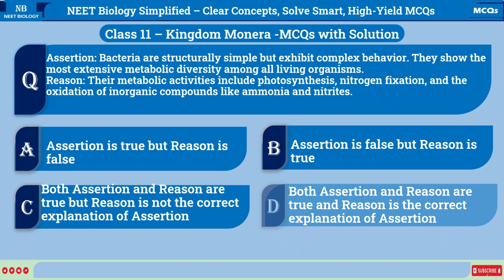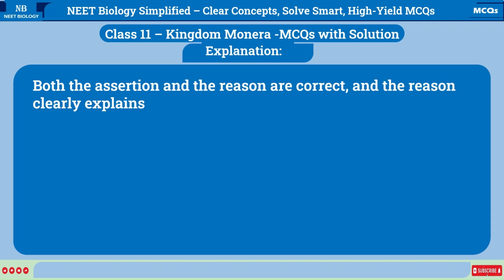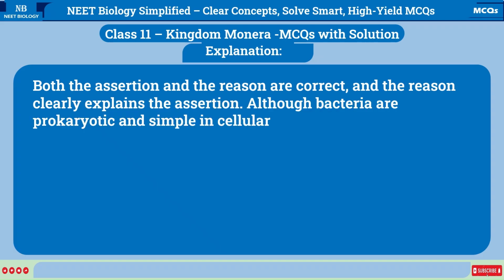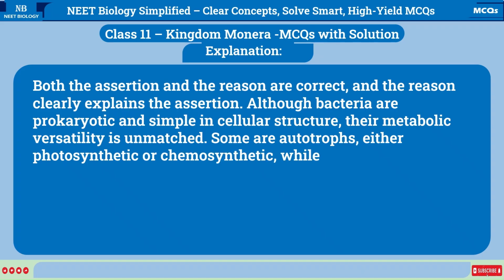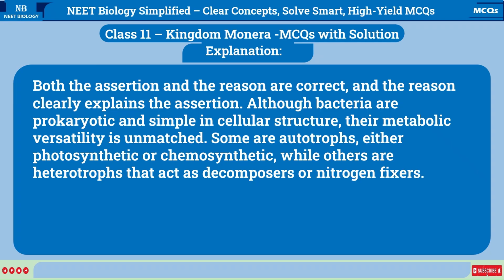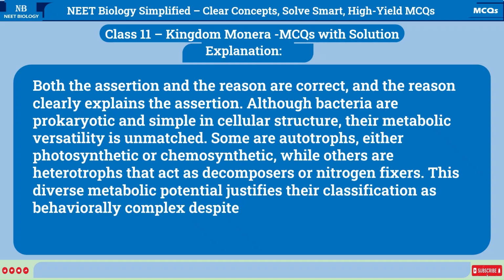Correct option. D. Both assertion and reason are true and reason is the correct explanation of assertion. Explanation. Both the assertion and the reason are correct, and the reason clearly explains the assertion. Although bacteria are prokaryotic and simple in cellular structure, their metabolic versatility is unmatched. Some are autotrophs, either photosynthetic or chemosynthetic, while others are heterotrophs that act as decomposers or nitrogen fixers. This diverse metabolic potential justifies their classification as behaviorally complex despite their simplicity.